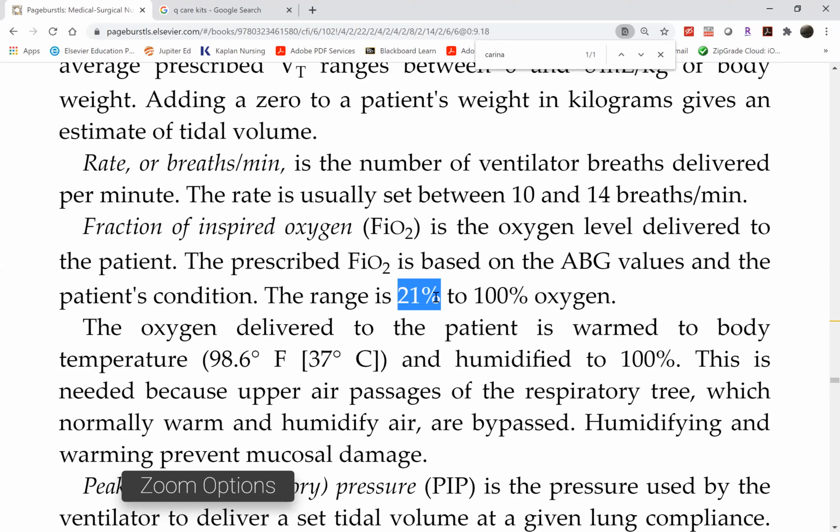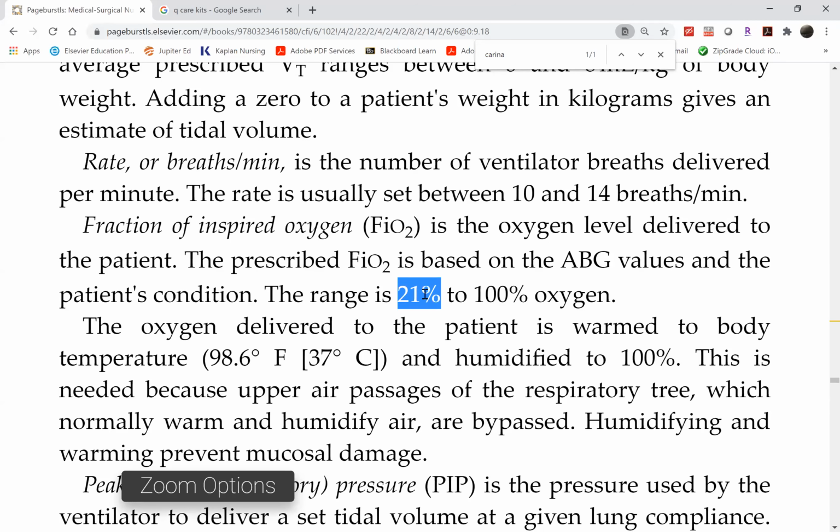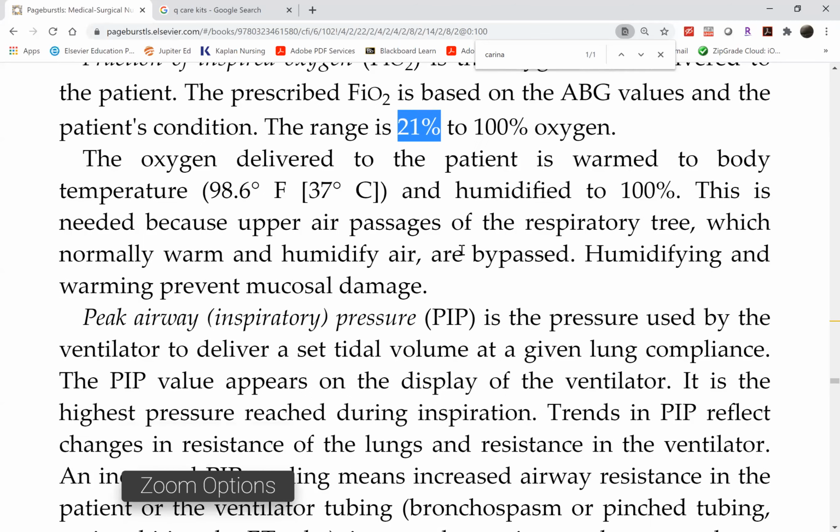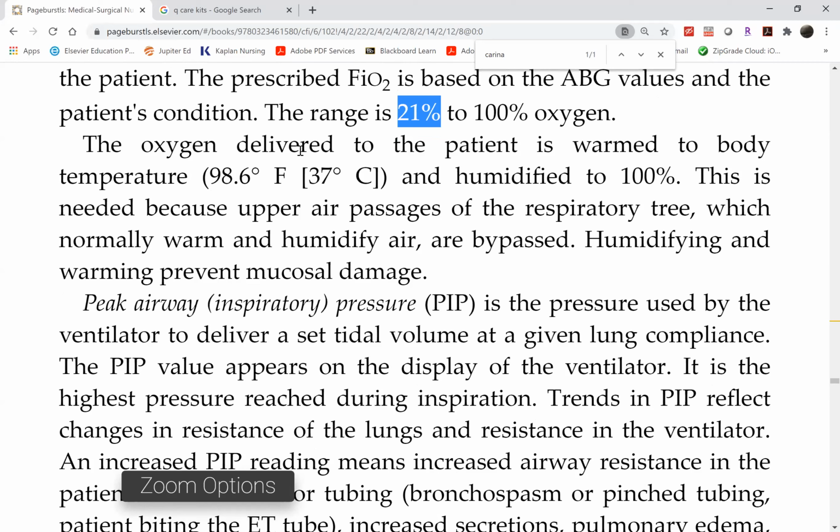The reason is there is oxygen toxicity, so we don't want that. We try to keep it low, as close to normal as possible. Right now you and I are breathing 21% FiO2. I already mentioned that the air is warmed: the ventilator warms the air as it enters from the oxygen source, and there's also a humidifier when it exits the ventilator.